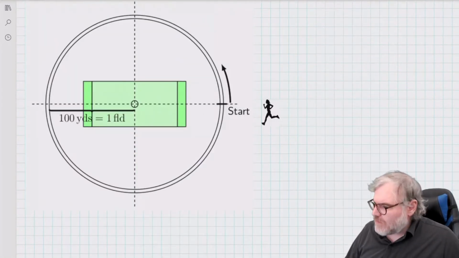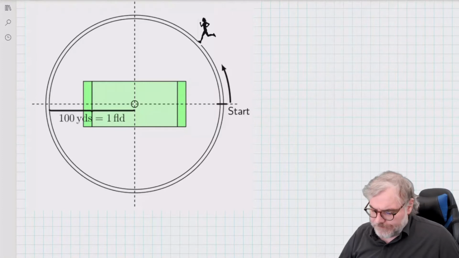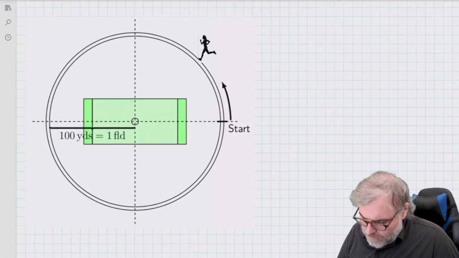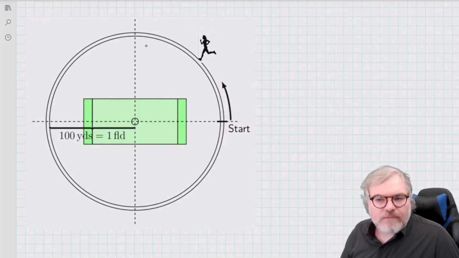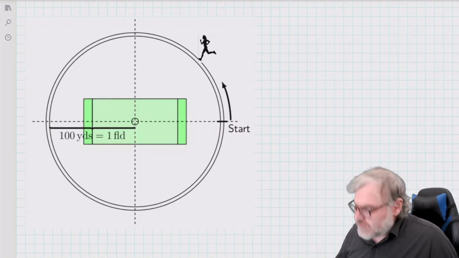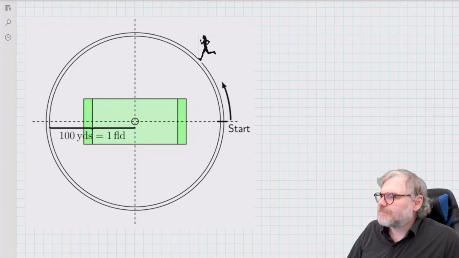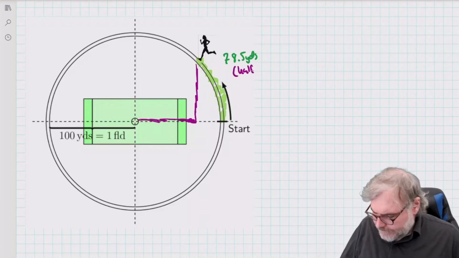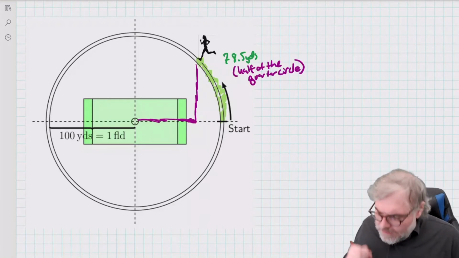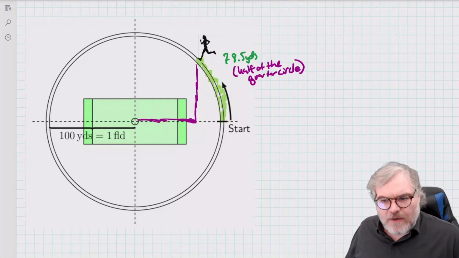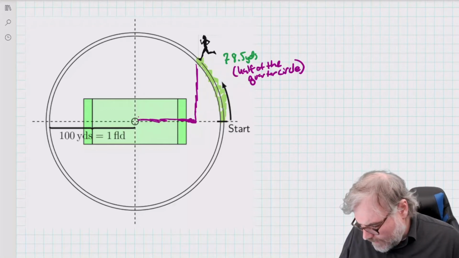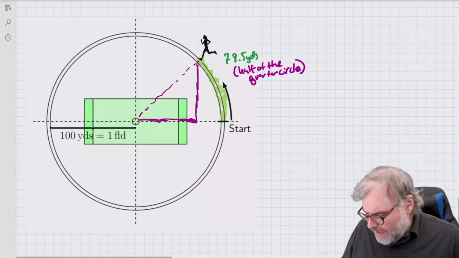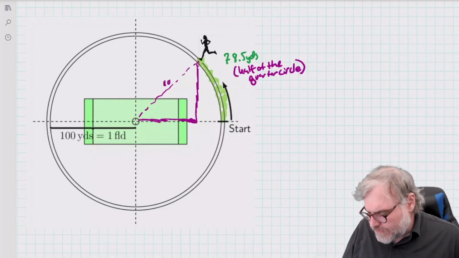So what happens if the runner runs here? So the runner has now run 1/4, half of this quarter, right? It's run 1/8. First of all, how far has the runner run? All right. So how am I going to figure out what the east and north is? Well, I've got a little bit of help here. I know that here I've got a triangle, and I know this length is 100 yards, or 1 football field.